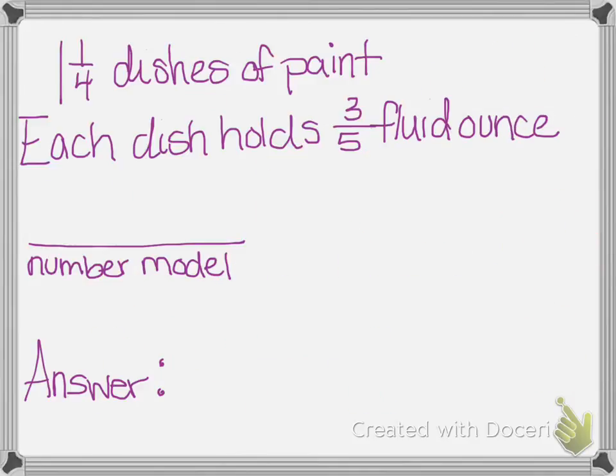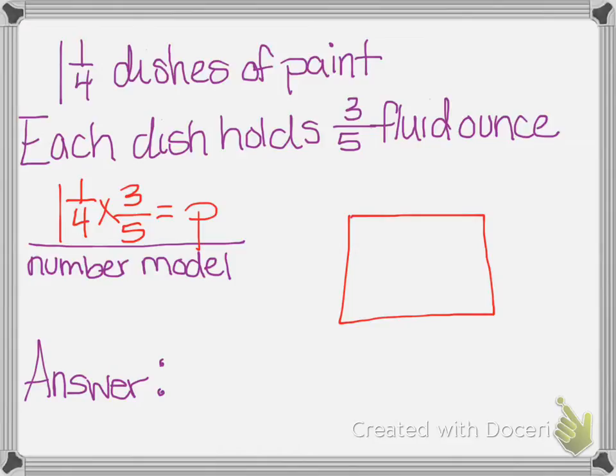Number 3 says Ed used 1 1/4 dishes of paint on a project. Each dish holds 3/5 fluid ounces of paint. How many fluid ounces did he use? So if he used 1 1/4 dish, and each dish held 3/5, we have to multiply by 3/5. We'll say equals P for paint. So again, I can use the area model or improper fractions. So for this one, I'll use the area model.